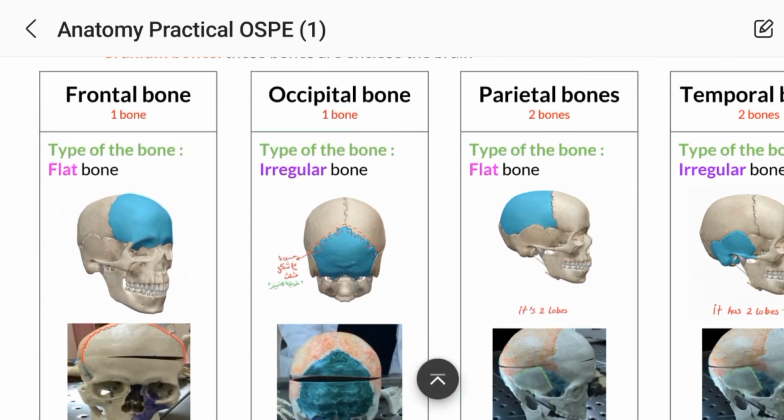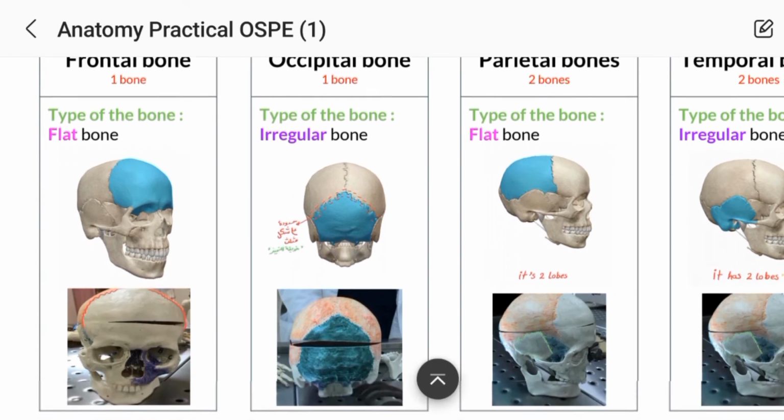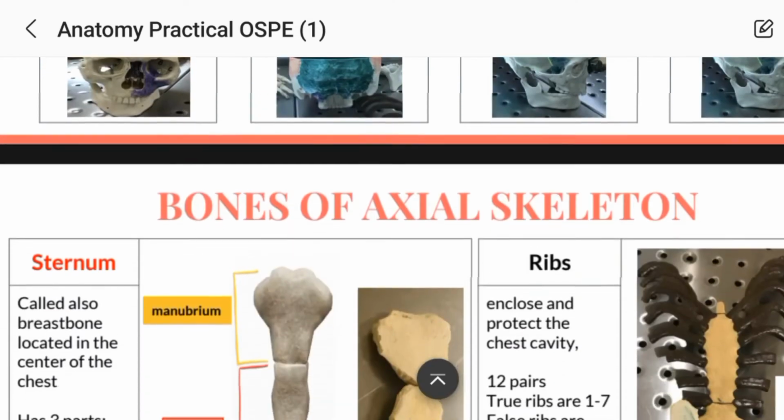So the frontal bone, which is unpaired bone, it is 1 in number and it is a type of flat bone as you can see in the first diagram. Second is the occipital bone. It is also an unpaired bone which comes under the category of the irregular bone, and this is also 1 in number. So the parietal and the temporal bones are the paired bones, so these are 2 in number, and the parietal bone is the flat bone while the temporal bone is the irregular bone as you can see in these diagrams.